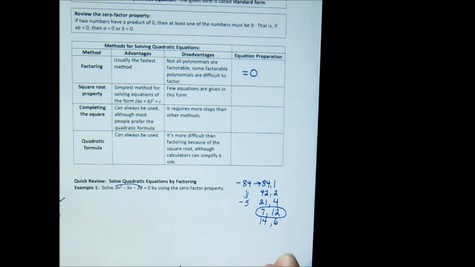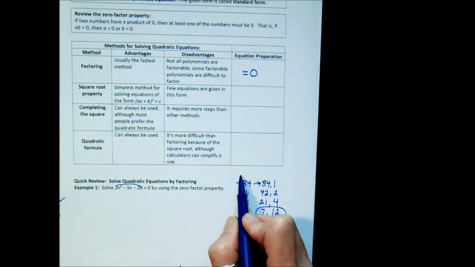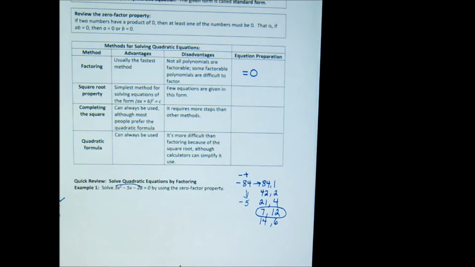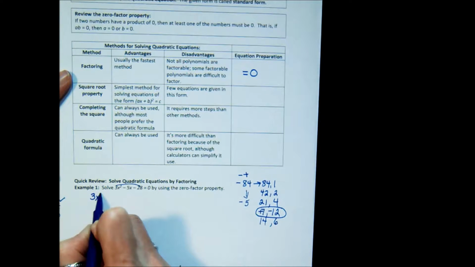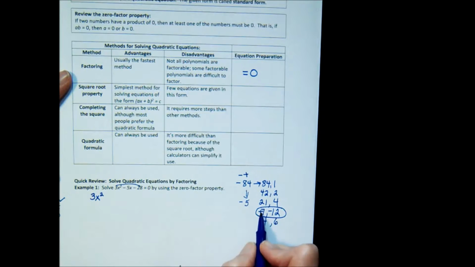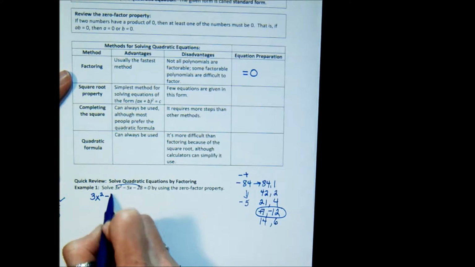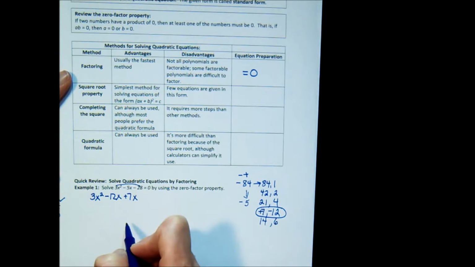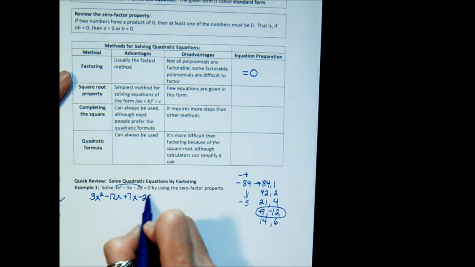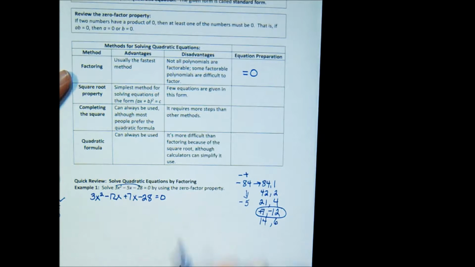I can see that there is a combination of factors that will give us a 5. Now I need to figure out the signs. To get a negative 84, I need a negative times a positive. But to get a negative 5, when I combine, it means I need more negativeness than positiveness. So my negative number is 12. Now what we do is we bring down the first term. We break down the second term into those two pieces, minus 12x plus 7x. Bring down the last term. Now leave it equal to 0.